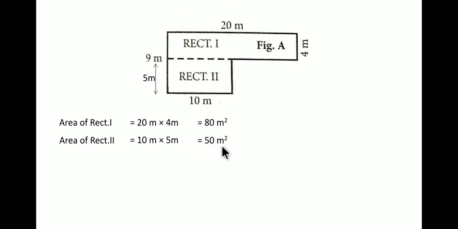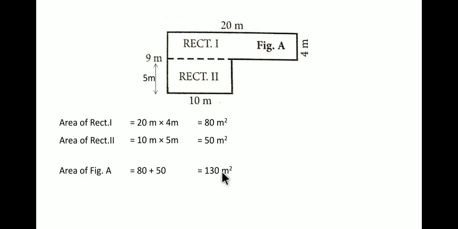So the area of this figure will be equal to the area of rectangle 1 plus the area of rectangle 2. Let's add and find the area of figure A. That is equal to 80 plus 50, which is 130 meter squared. So the answer for this one is 130 meter squared. This work you have to show in your exercise book. You cannot do this in the book itself because there is no space, so it has to be done in the exercise book.